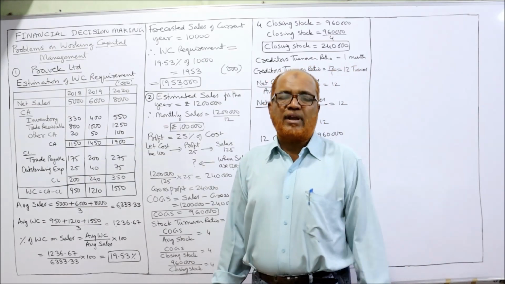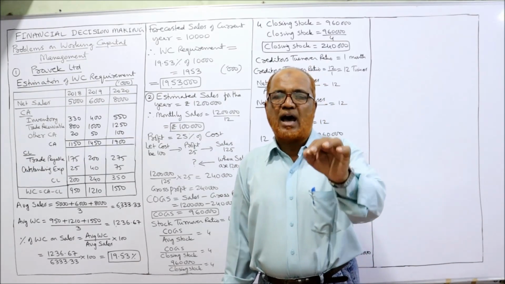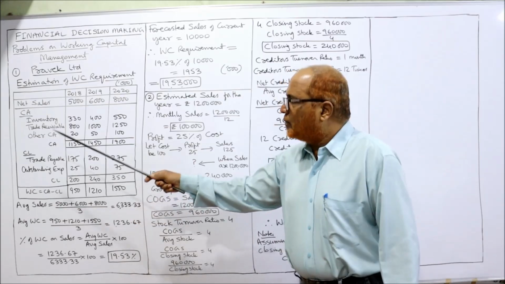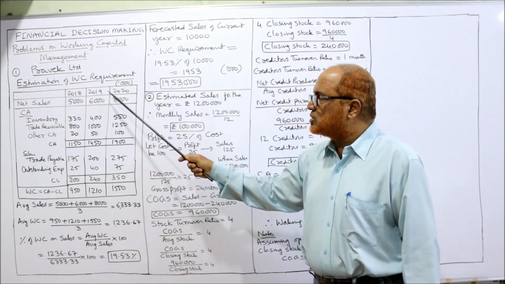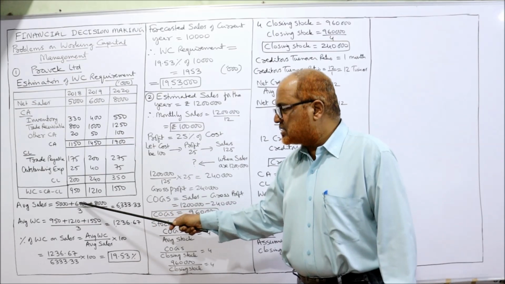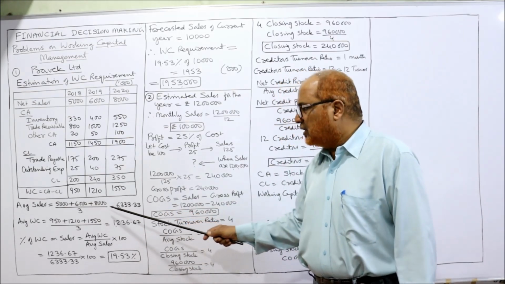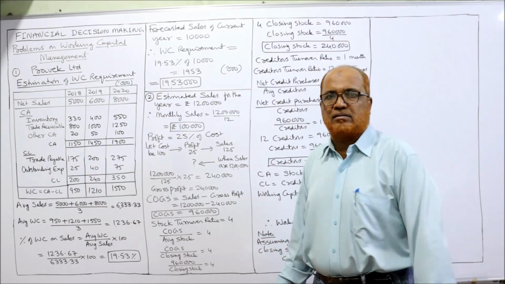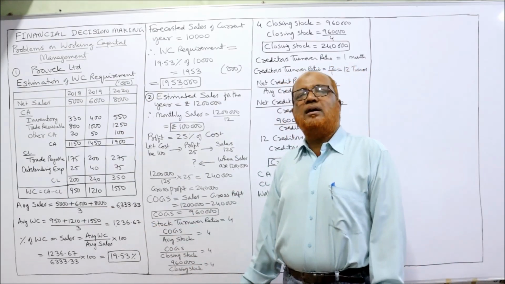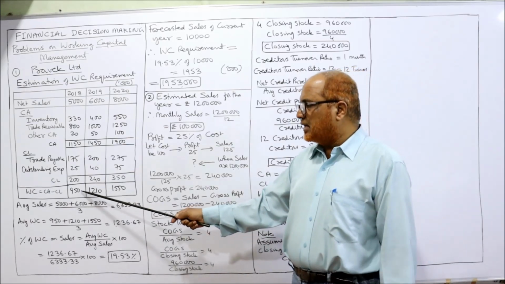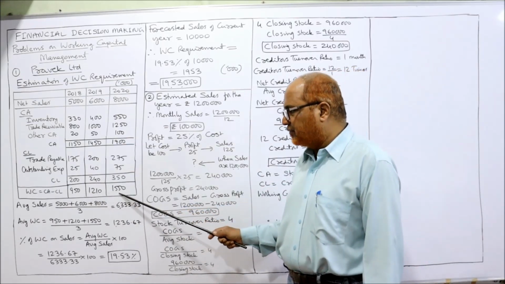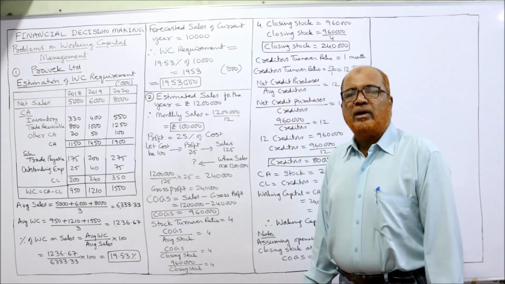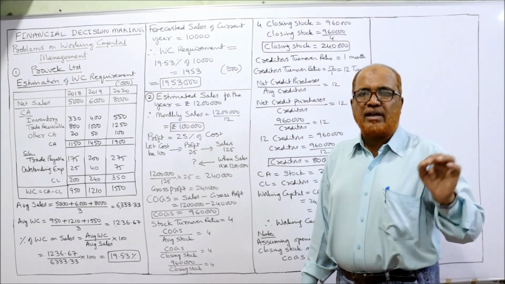Now we need the average sales and average working capital. So average sales: 5,000, 6,000, 8,000 divided by 3, you will get 6,333.33. This is the average sales of the last 3 years. Then average working capital: 950 plus 1210 plus 1550 divided by 3, you will get 1,236.67. We got the average working capital and average sales.